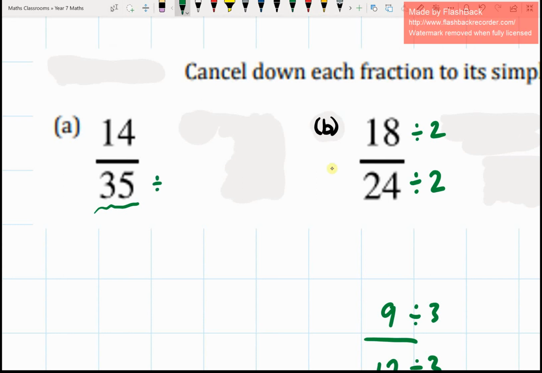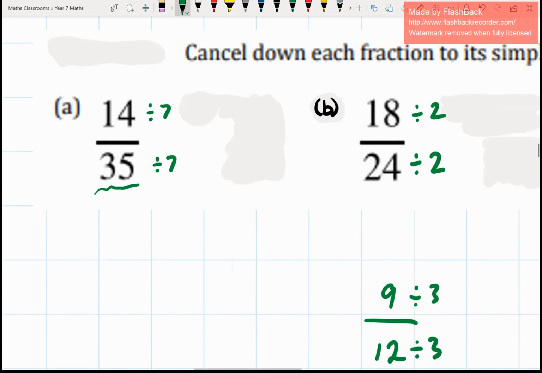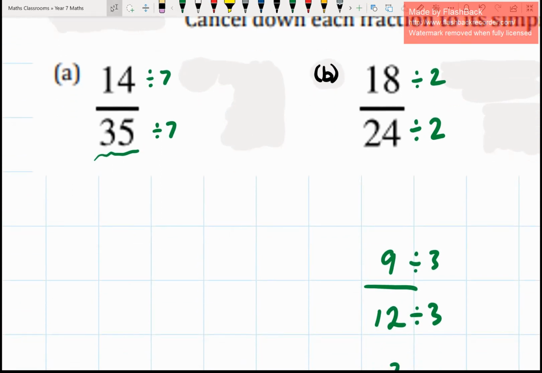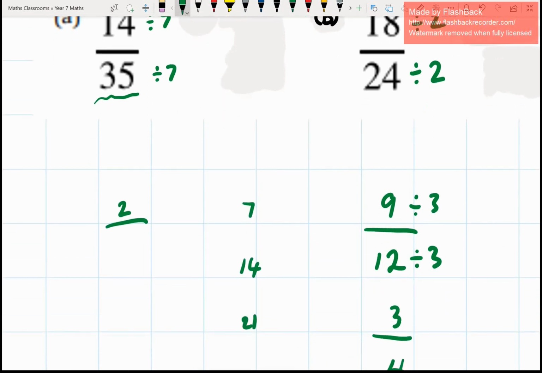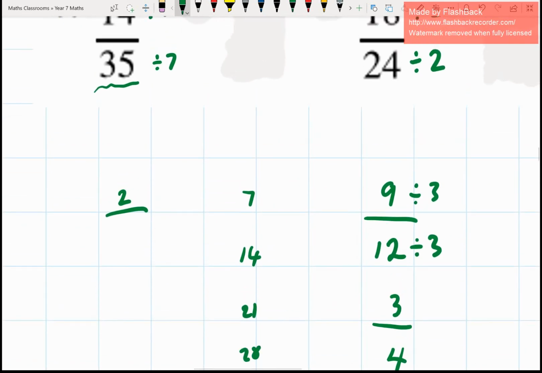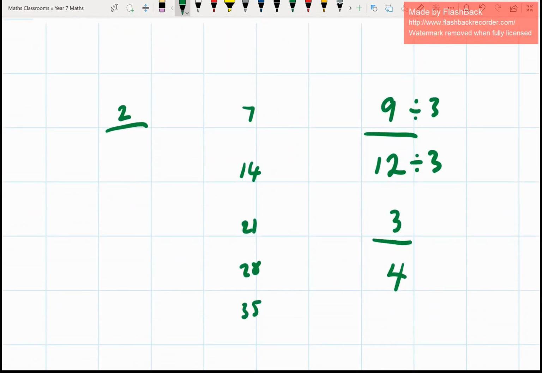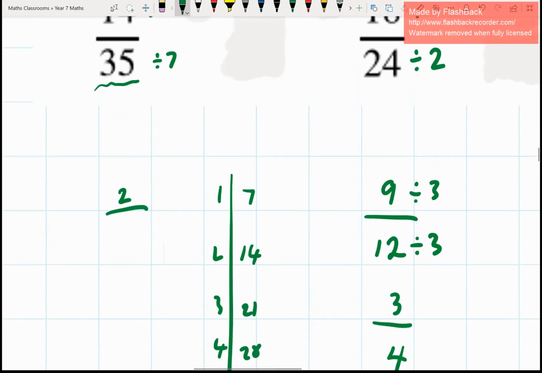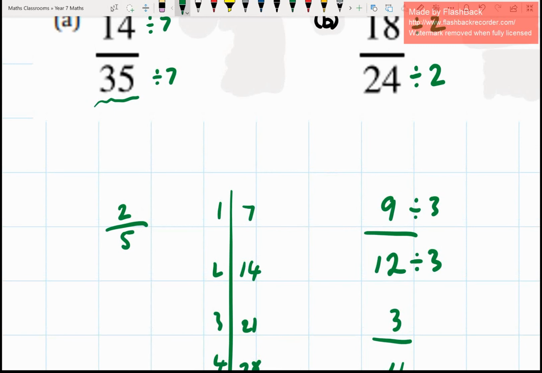Okay, so we can divide 35 by 7 and we can divide 14 by 7. So if we look at that, we'll say that 14 divided by 7 is 2, and 35 divided by 7 is going to be 5. Yeah, because we've got 7, 14, 21, 28, and 35. And we can see they've got 1, 2, 3, 4, and 5. Okay, so 5 goes in there. So you can see there that we've got 2/5.